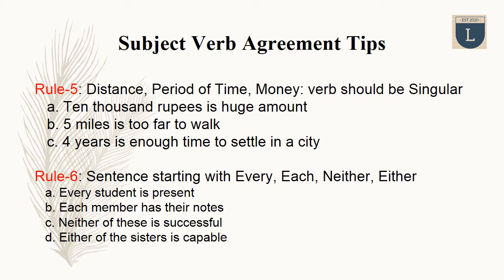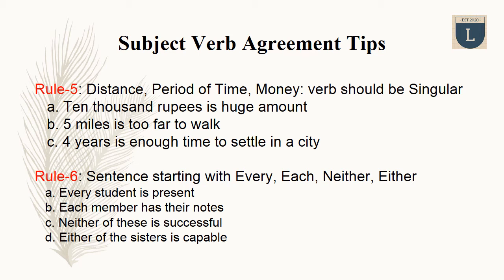Rule number 6: a sentence starting with every, each, neither, either, all takes a singular verb. Example: every student is present. Each member has their notes. There is wrong here; it should be his or her notes. Every student is present. Here the verb is singular; every is singular. Each is also singular. And each member has his or her notes. Here the verb should be singular, his or her notes.